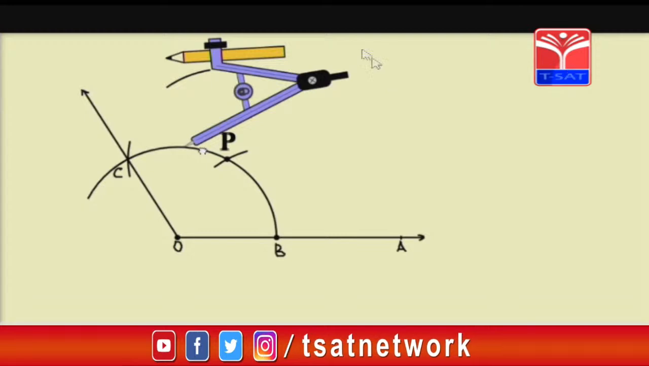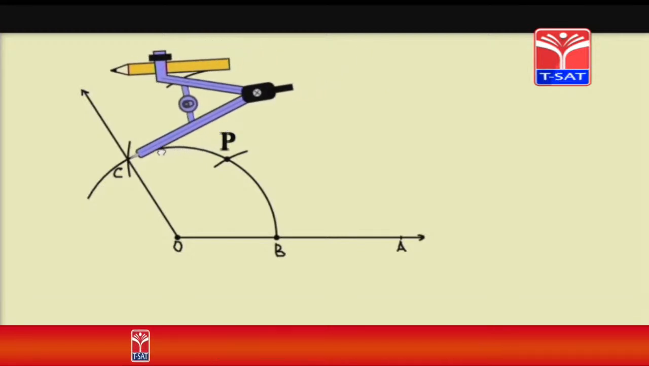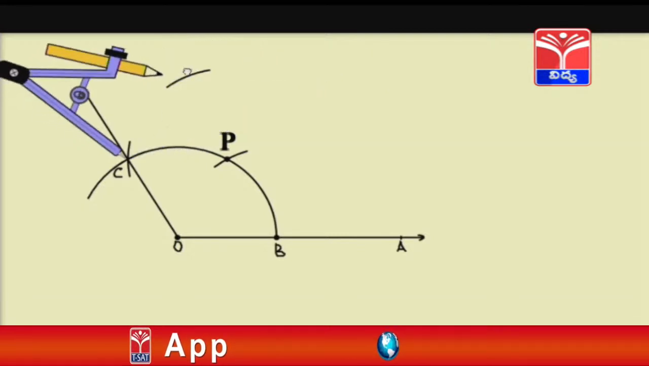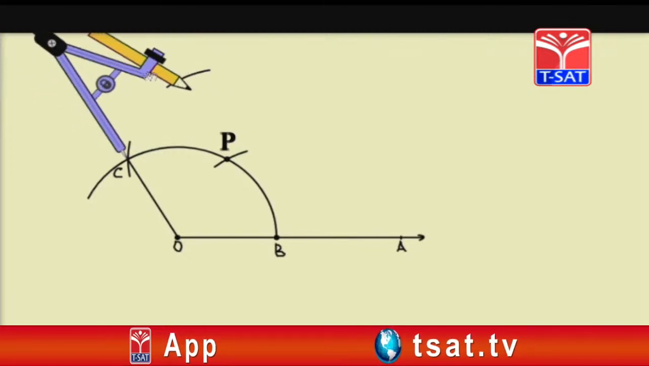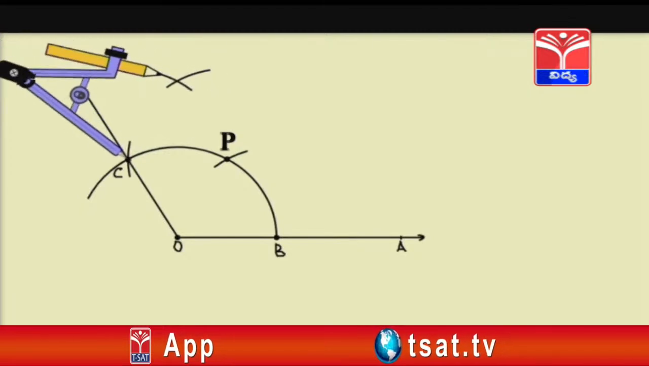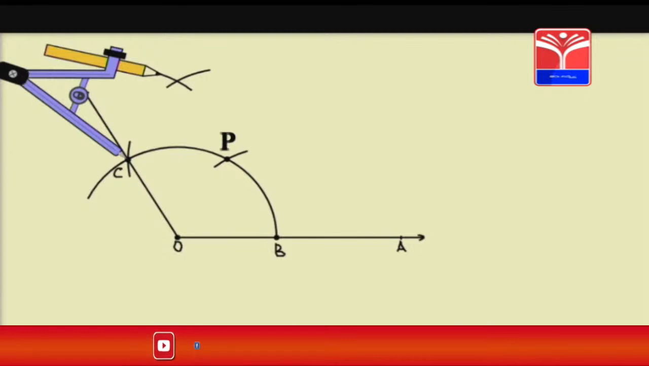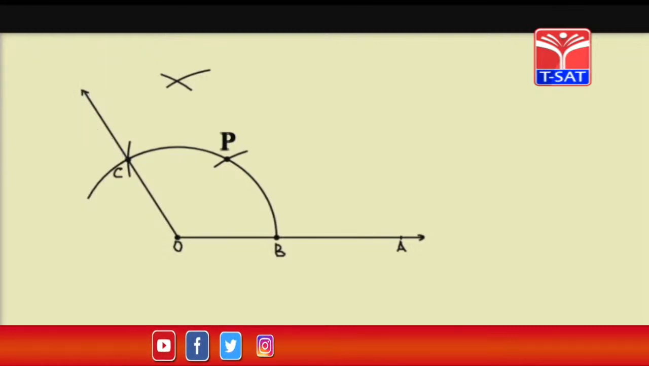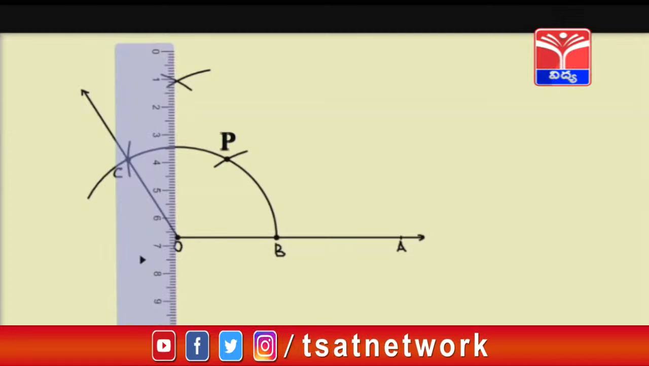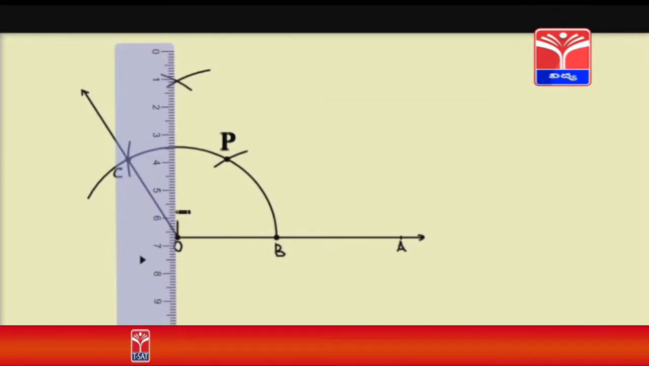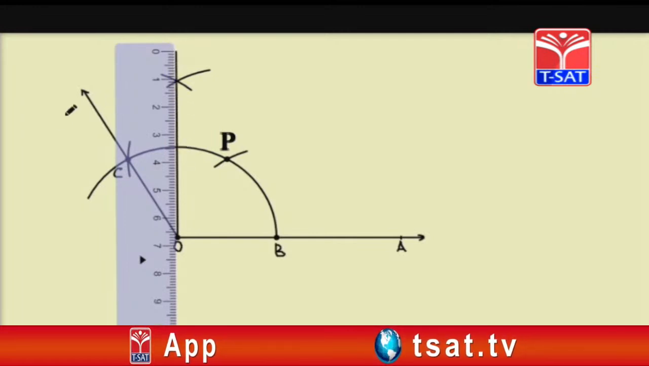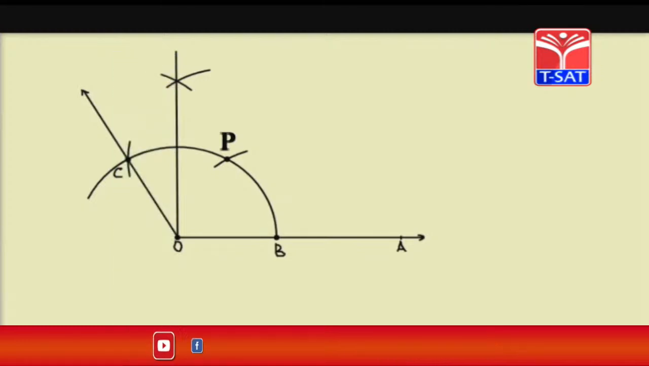Okay, children. Then, with C as center and same radius, we are going to draw another arc such that it will intersect the previous arc. Now, we are going to join the point of intersection of both the arcs and point O using a ruler. Now, this ray which is formed makes an angle of 90 degrees with ray OA.